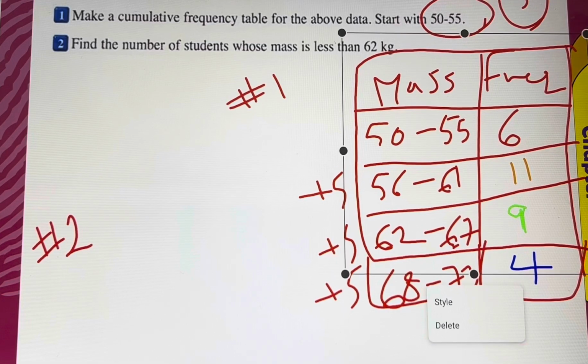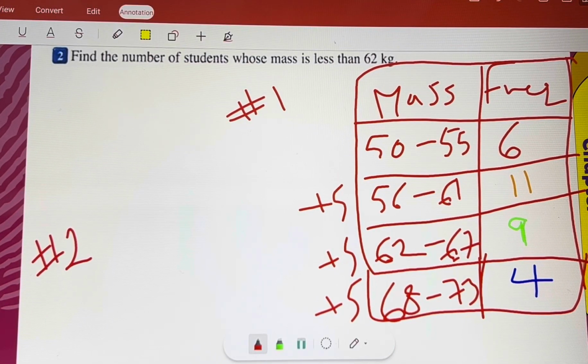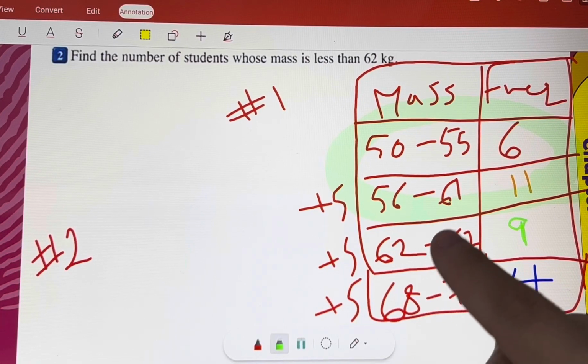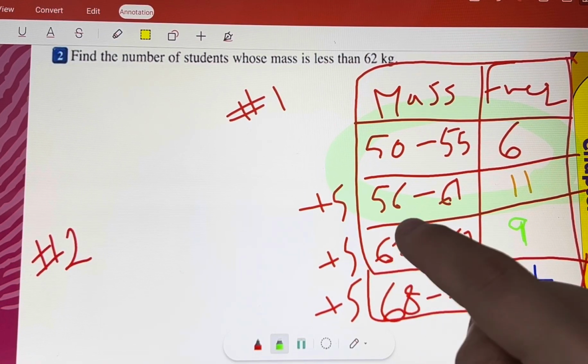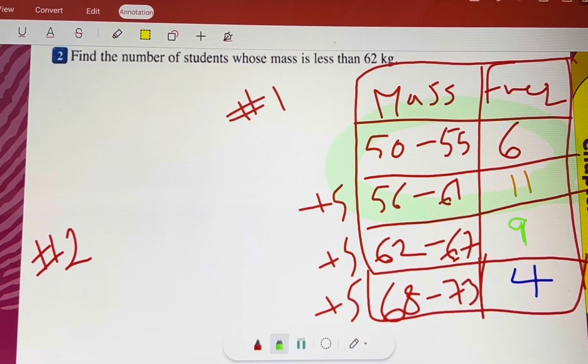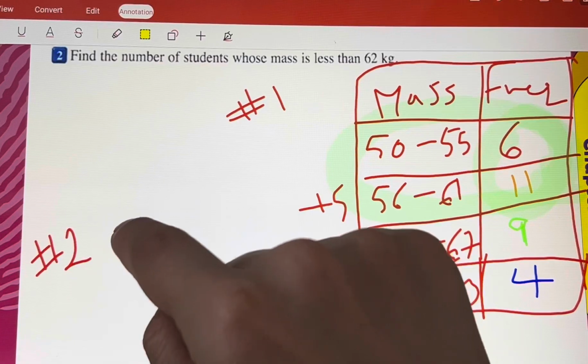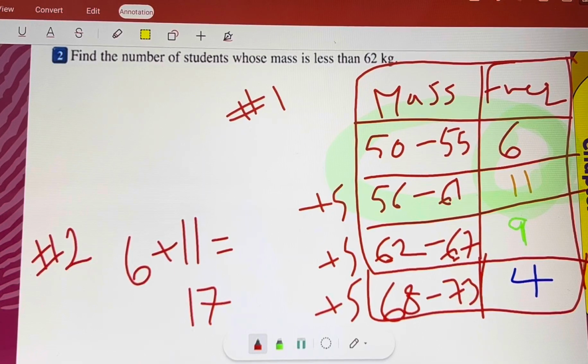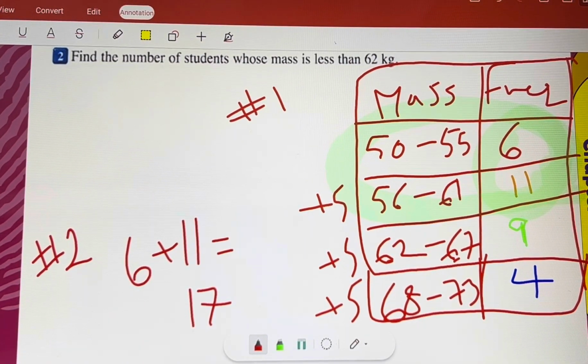Now, question number 2 is asking me to find the number of students whose mass is less than 62. Let's use the highlighter. Those two are less than 62, but from here it's 62 and more till 73 kilograms. So how many numbers do we have? 6 and 11. Now I'm going to add those two numbers. 6 plus 11, I'm going to get 17. So the answer is 17 students. We have 17 students whose mass is less than 62 kilograms.